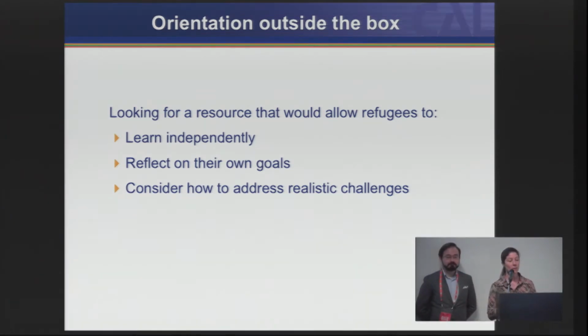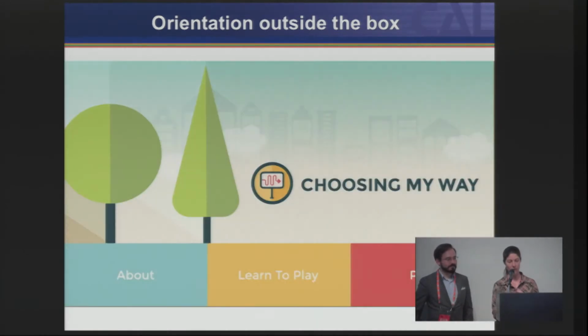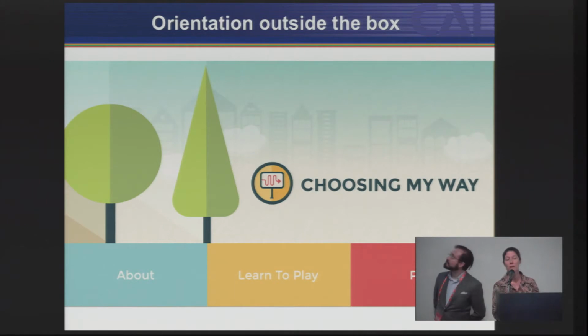We looked for something that would allow refugees to learn independently, to reflect on their own goals, and to consider how to address realistic challenges that they would encounter throughout resettlement. I will say two more things before turning it over to Ben to talk about the game that was made. One is that this funding was provided by the Department of State, Bureau of Populations, Refugees and Migration, which meant that every message had to be vetted and vetted again and vetted again. Is this really what we want to convey? So there was lots of work on that.